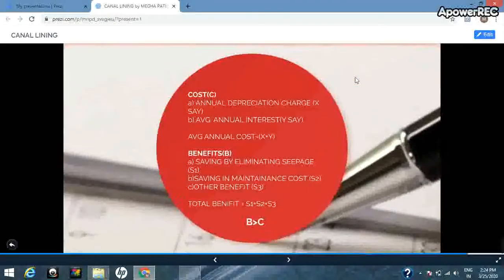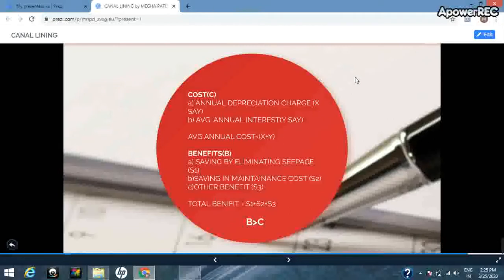Next is the economics of the canal lining. That means how a canal should be designed, why a canal should be designed, and of what capacity it should be designed. So there are two factors which we need to understand. The first one is the cost of the canal lining, and the second one is what are the benefits of the canal lining. What does cost include?